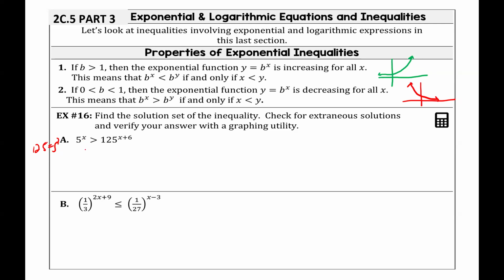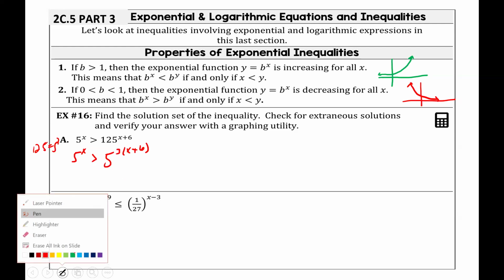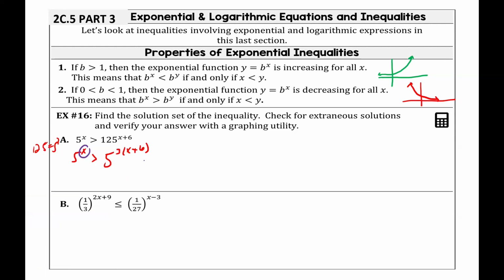So I can rewrite the right-hand side as 5 to the third times x plus 6. Okay. Notice how I just rewrote it. I substituted in the value. I know that it's the same. Now my bases are the same. So since my bases are the same, all I'm focusing on are the powers. So now we're just focused on x is greater than 3 times x plus 6.